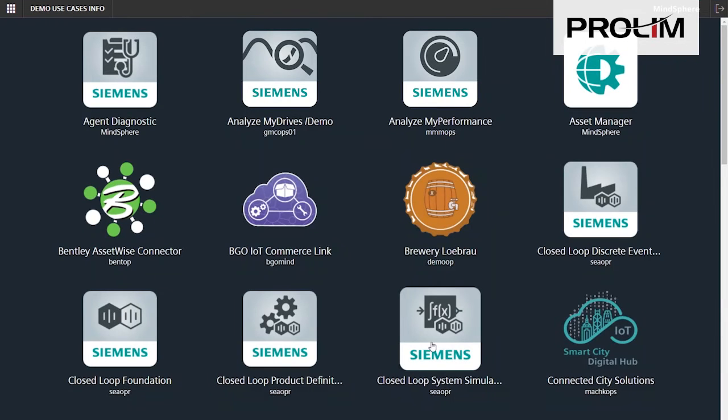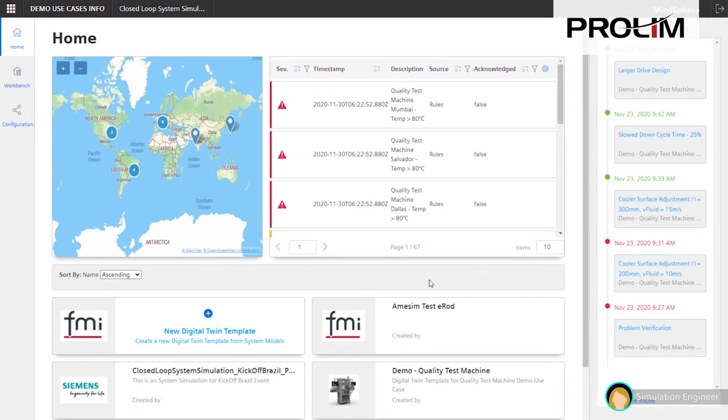The simulation engineer opens up the system simulation application. The system simulation application gives her the chance to run her simulation model of the quality test machine based on the real load cases gathered from the field. She has set up already a digital twin template, which links the simulation model with the real-world asset. In this case, it is the quality test machine in Dallas.